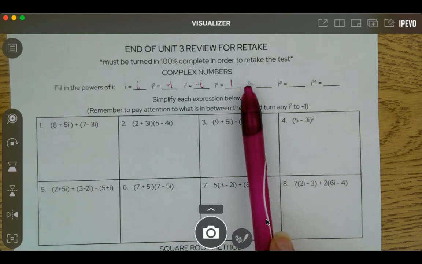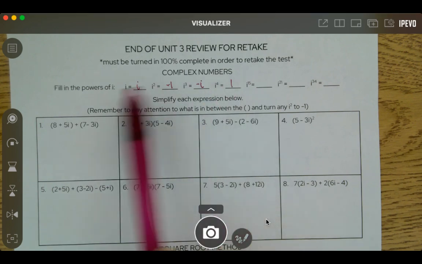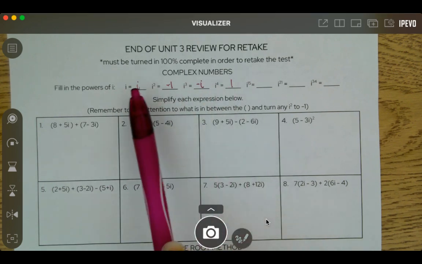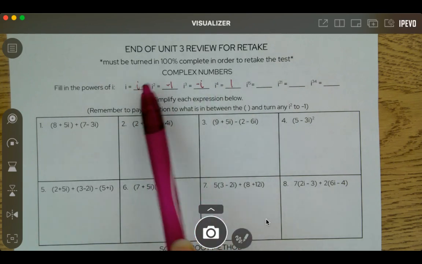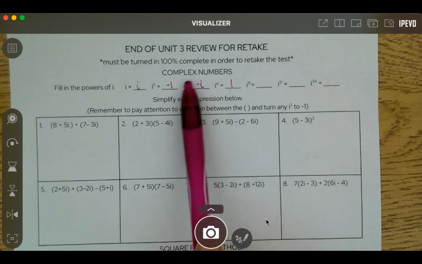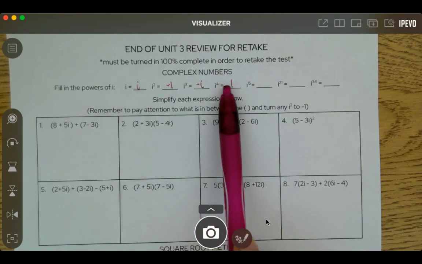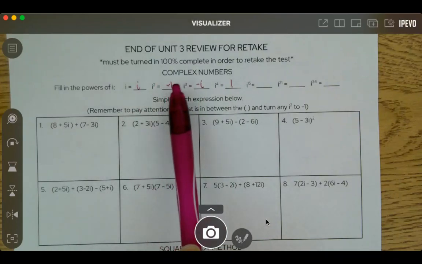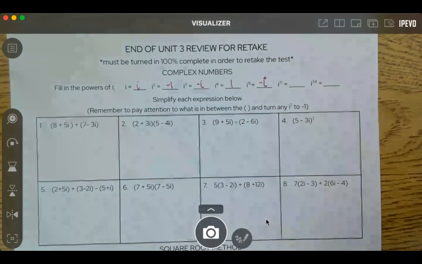For example, if I wanted to find i to the 15th, it follows this pattern of 4, so it would go 1, 2, 3, 4, 5, 6, 7, 8, 9, 10, 11, 12, 13, 14, 15. We end up with i to the third because 4 goes into 15 3 times with a remainder of 3. So it goes in 3 full times, and then the remainder is where you end up afterwards. So that would be just -i.